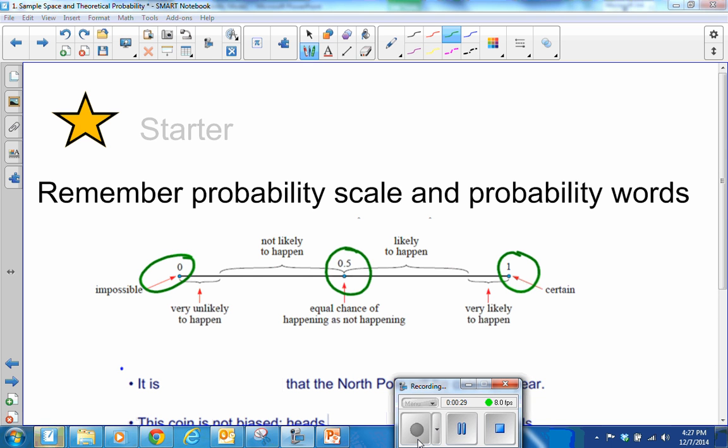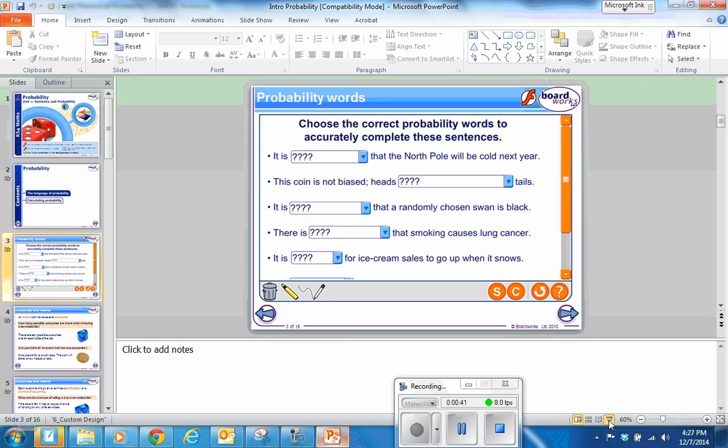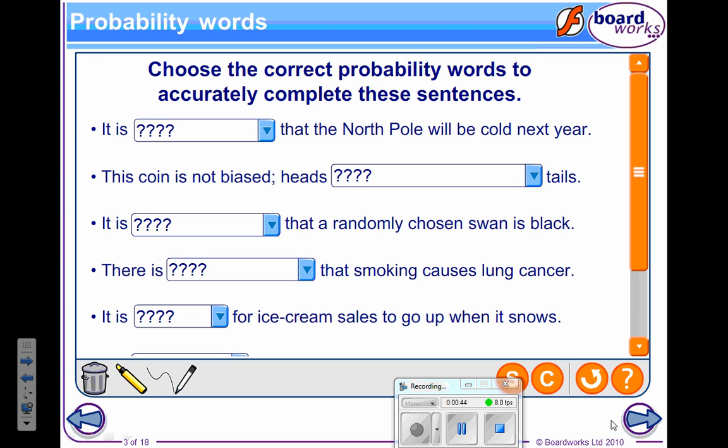If it has equal chance of happening as not happening, the probability of that will be 0.5. Other words that we use are very unlikely to happen, not likely to happen, likely to happen, very likely to happen. So let's see how we can use those words. We have some sentences here and we need to write down the right word for this probability. It is that the North Pole will be cold next year. Highly likely, impossible, unlikely. So it is highly likely that the North Pole will be cold next year.